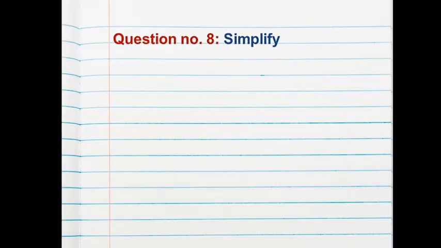Number 8, simplify. Minus 2 raised to the power 2 into minus 10 raised to the power 3 into minus 20 raised to the power 4. So here the negative numbers are given with the exponents. So here we have to simplify this number as we have simplified the earlier question, that is question number 7. But the difference is that here negative base is given.